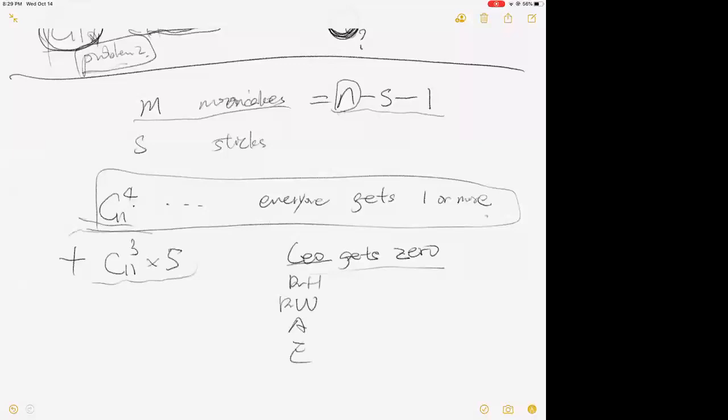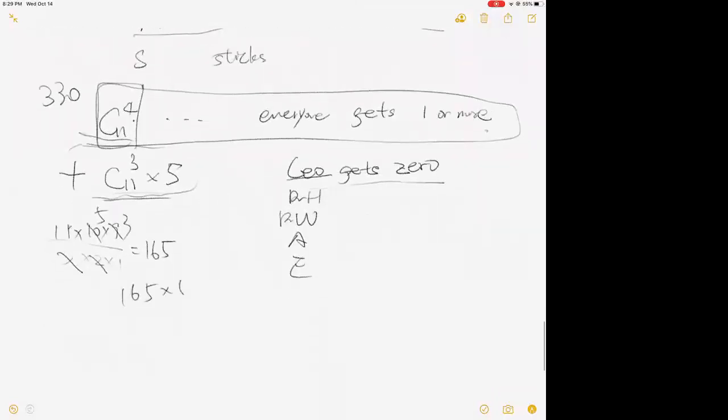Yeah. And then let's see if we add them up, what we got. All right. So 11 choose 4 is what? 330, right? We just calculated. 11 choose 3 is 11 times 10 times 9 over 3 times 2 times 1, right? So that's 165. And then 165 times 5 is 825. So is the answer 330 plus 825? No. What else are you missing?